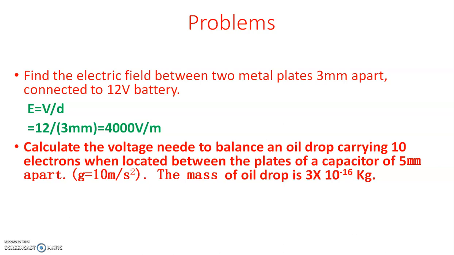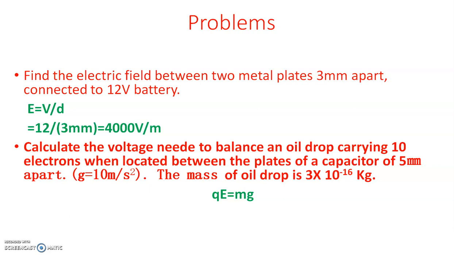By applying voltage. So which are the forces acting? Gravity will be acting vertically downwards, and the force due to the electric field should be acting vertically upwards, then only it can be balanced. So we can write QE is equal to mg. What's the value of Q? Q is given by 10 into 1.6 into 10 raised to minus 19 coulomb, because it is given that the oil drop carries 10 electrons.